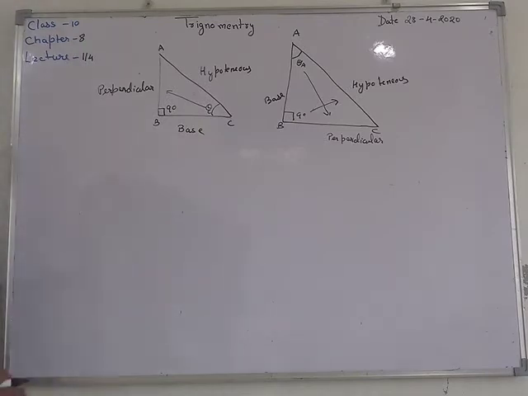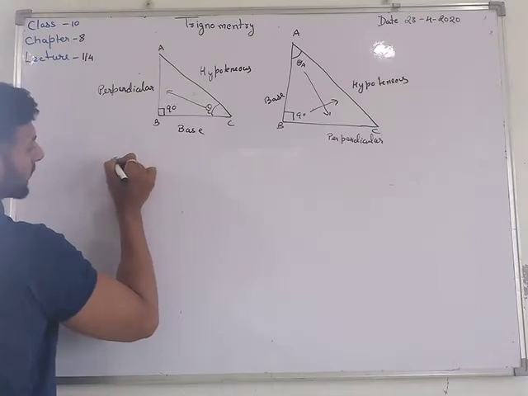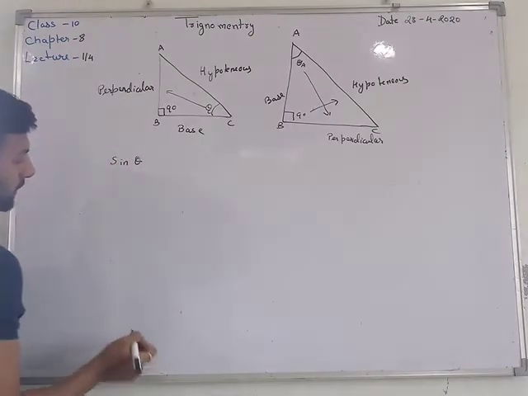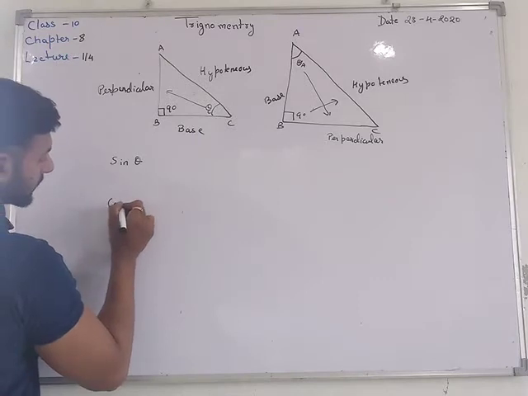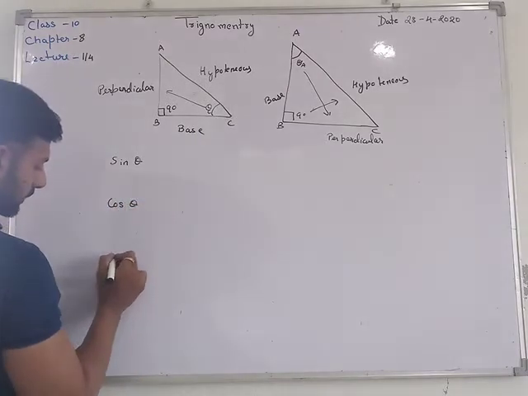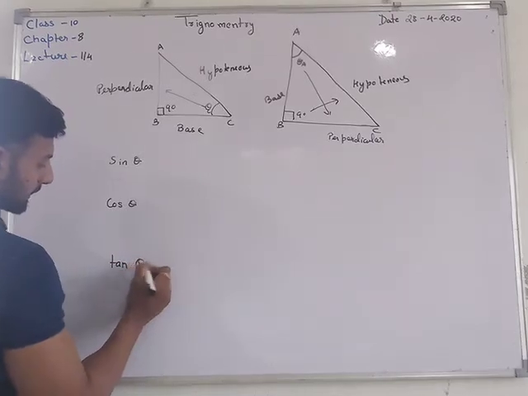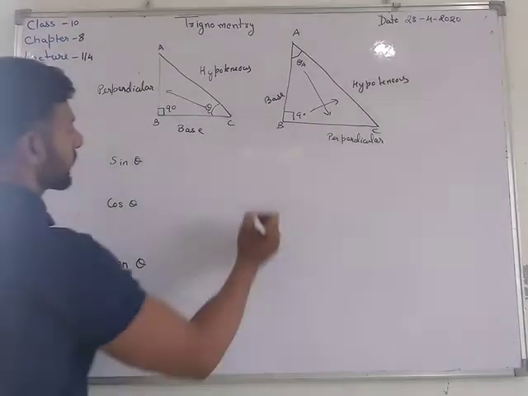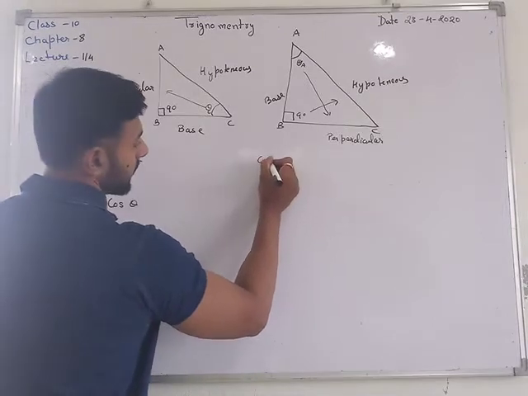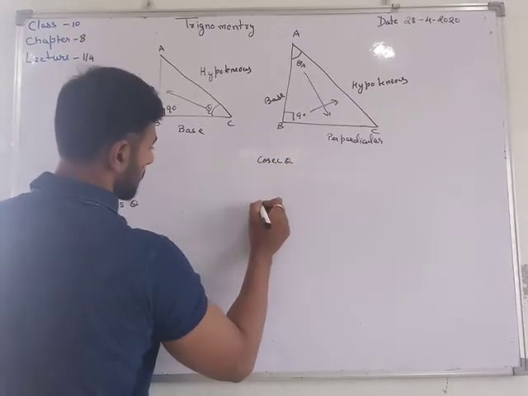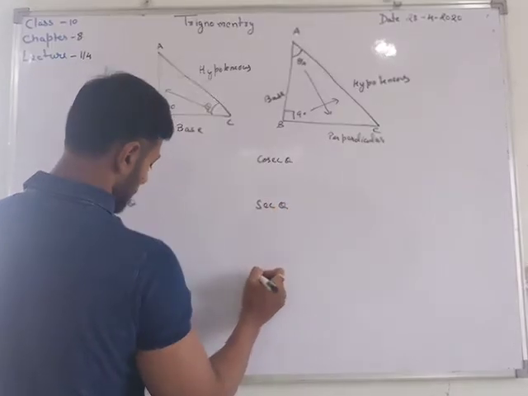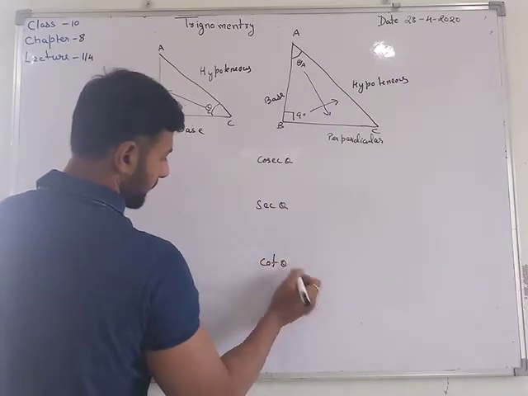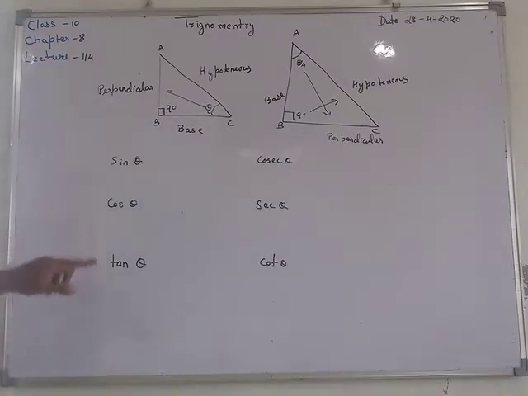Now there are different ratios for trigonometry. Let us see each and every ratio one by one. This is sine theta, cos theta, tan theta, cosec theta, sec theta, and cot theta. 1, 2, 3, 4, 5 and 6. There are 6 ratios which are there in trigonometry.